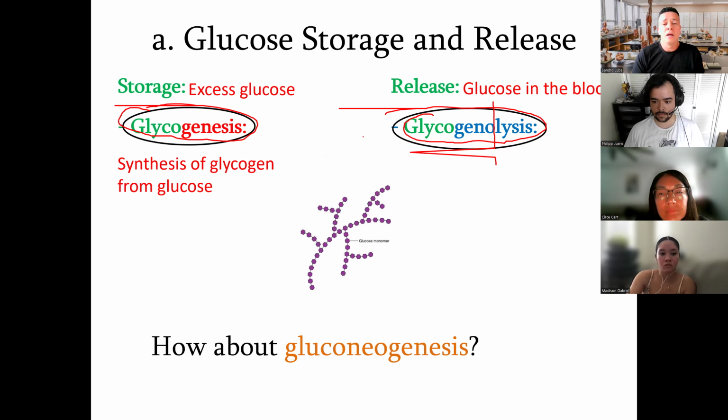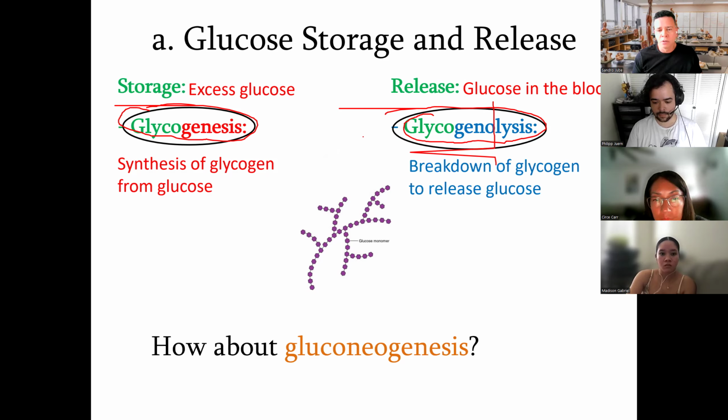Now, there's another important process that also happens in the liver, and that is called gluconeogenesis. And I spoke about it a few minutes ago. What is gluconeogenesis? Gluconeogenesis is the synthesis of glucose, not from carbohydrate, but from fats and protein.